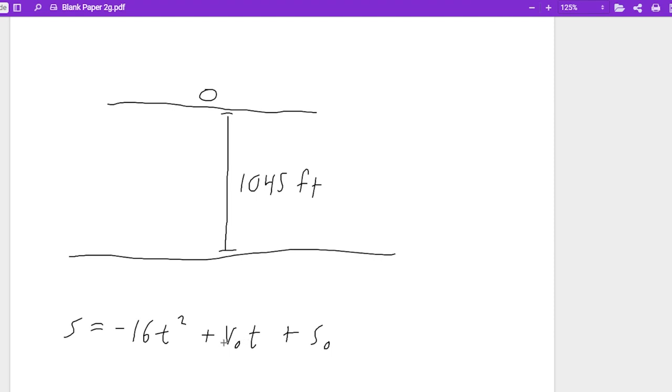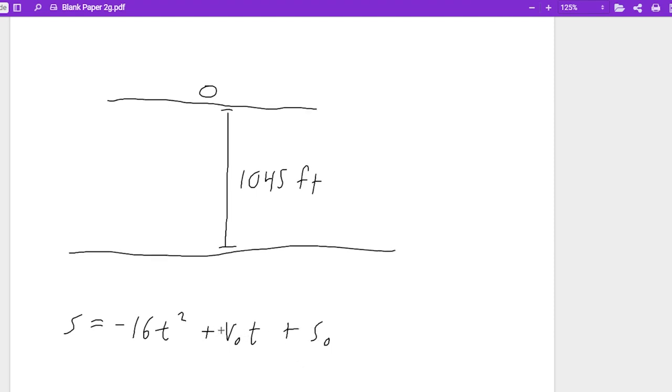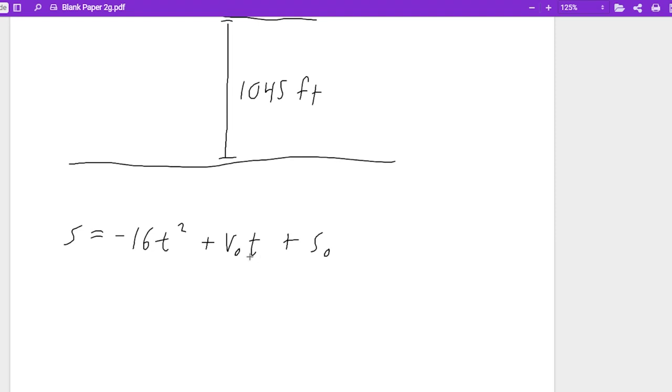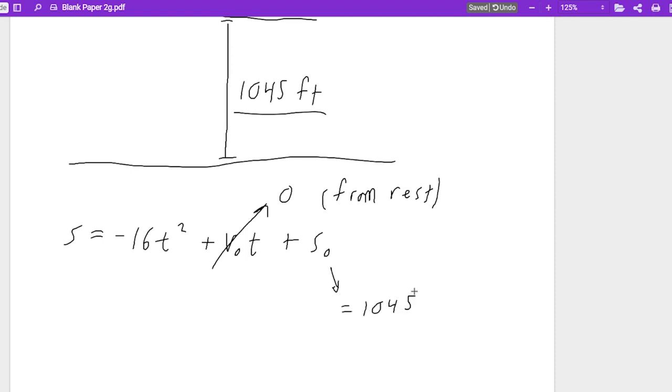So it doesn't say what v naught and s naught are, but I will tell you. v naught is the initial velocity, which we're going to assume is 0 because we're going to drop it from rest. That's why that's 0. And then s naught is the initial position, which is that 1,045 number. So that's going to equal 1,045. So at the end of the day, we have the position s equals negative 16t squared plus 1,045.